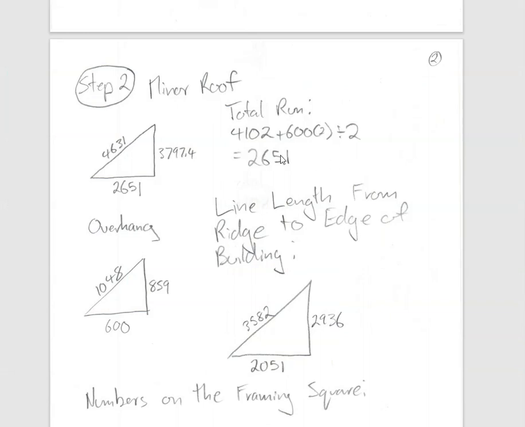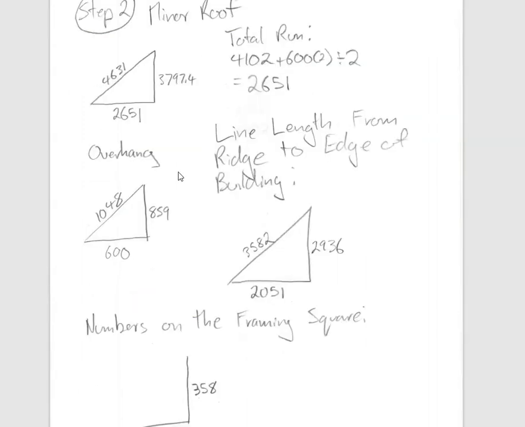Here that is right there. That goes in hand with the rise. There you have the line length of the minor rafter, 4631. And exactly the same way we did for the major, we figure out the overhang triangle and we figure out the line length to the building edge triangle. And there you have all the numbers there, all calculated, all proportioned off against the same triangle that we have here.